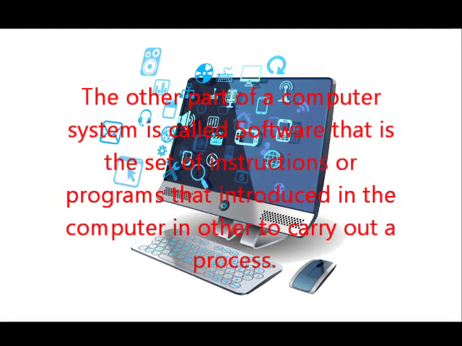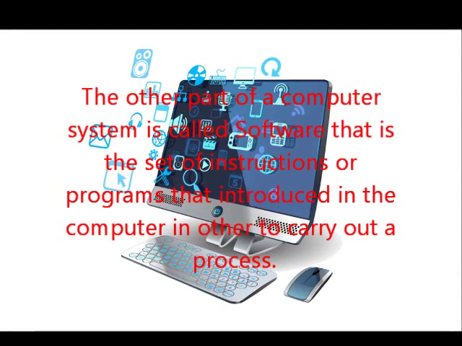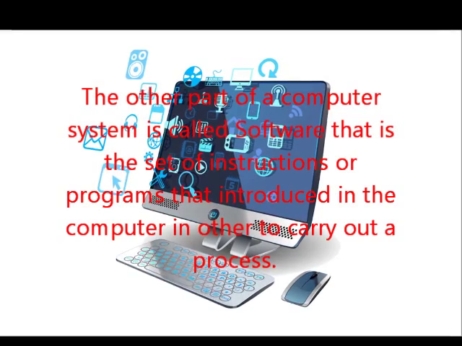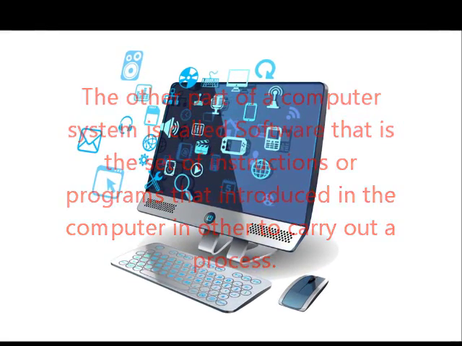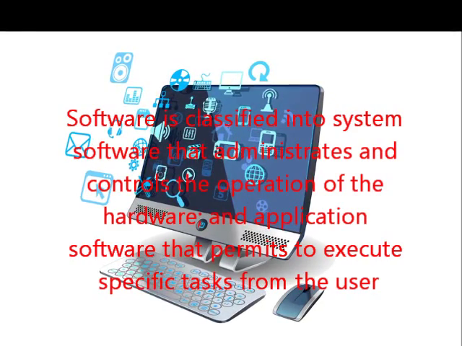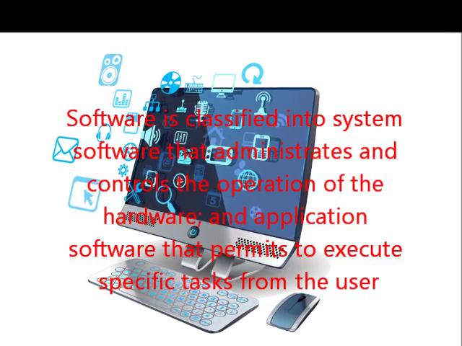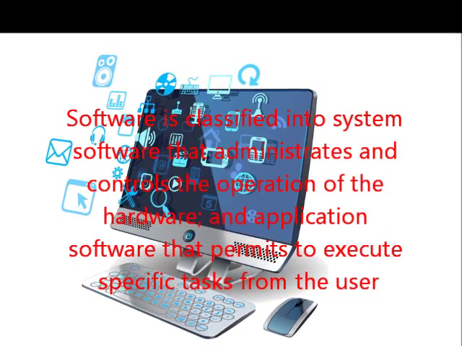The other part of a computer system is called software, that is the set of instructions or programs that are introduced in a computer in order to carry out a process. Software is classified into system software that administrates and controls the operation of the hardware, and application software that permits to execute specific tasks for the user.